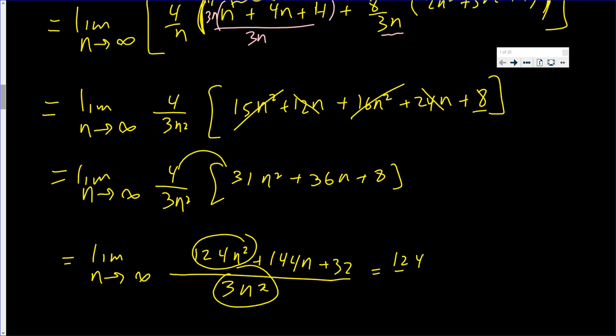Now since the highest powers in both the top and the bottom are n squared, the answer is just 124 over 3, which is 41 1/3. And that's the answer to that problem.